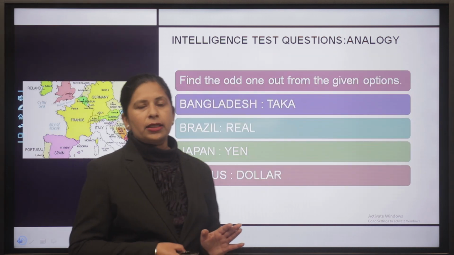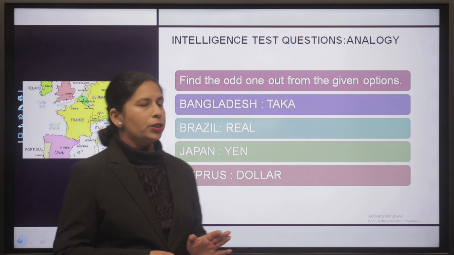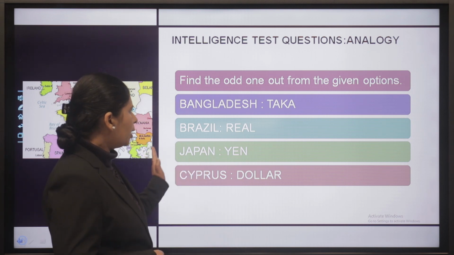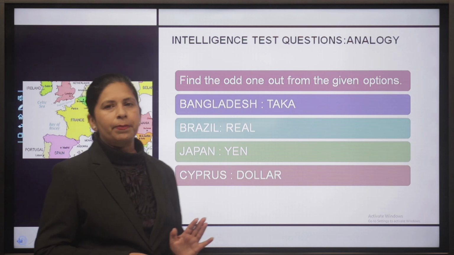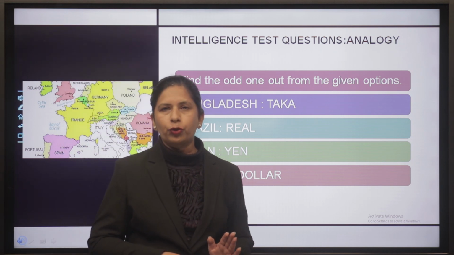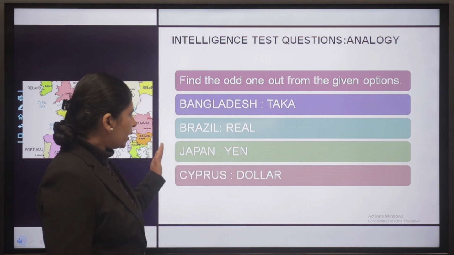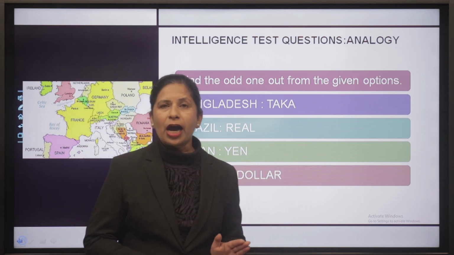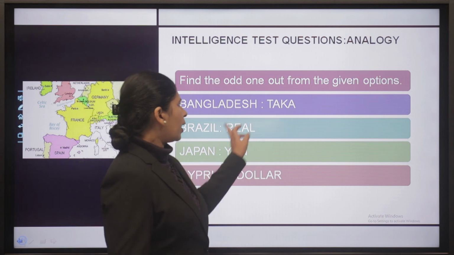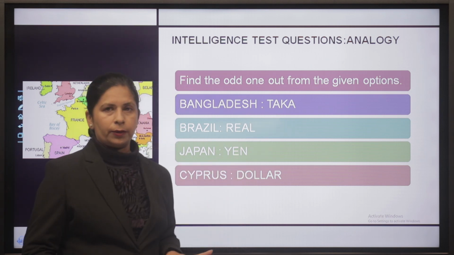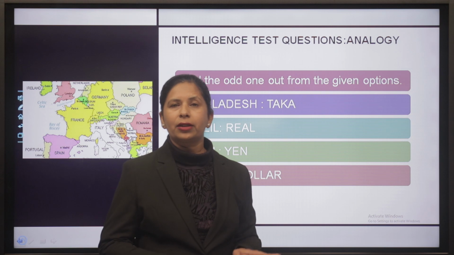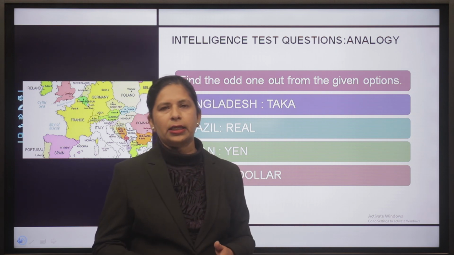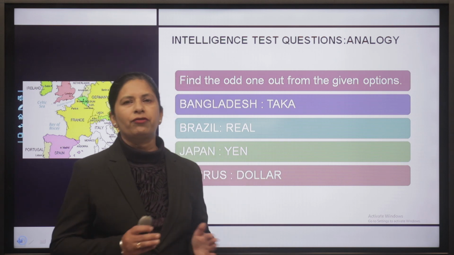Okay, again in this question we are given certain options like Bangladesh, Taka, Brazil, Real, Japan, Yen, and Cyprus, dollar. Now we have to see that Bangladesh, Brazil, Japan, and Cyprus, these are the names of countries. Now we have to find out what are these taka, real, yen, or dollar. So as you all know, these are the currencies. So they have given us a country and a currency. So that is the analogy, country with currency.